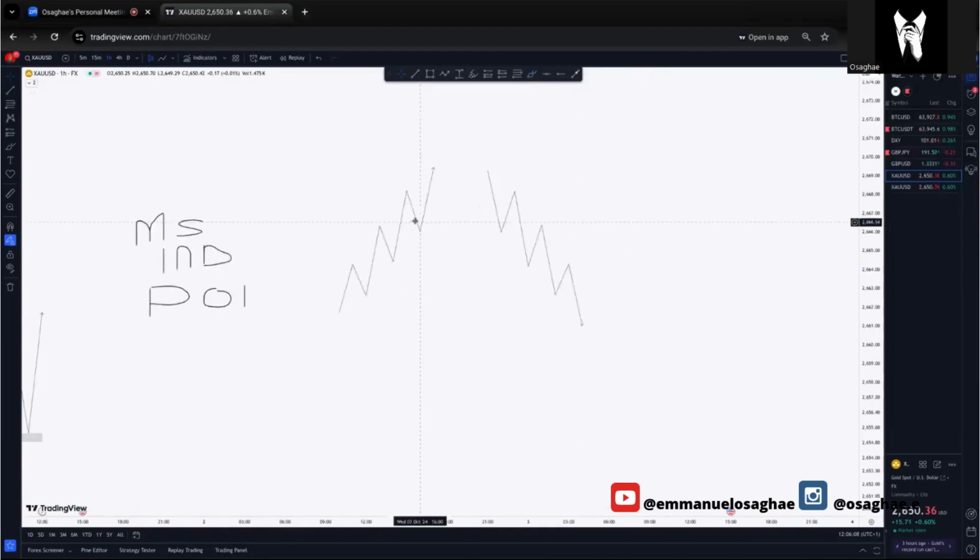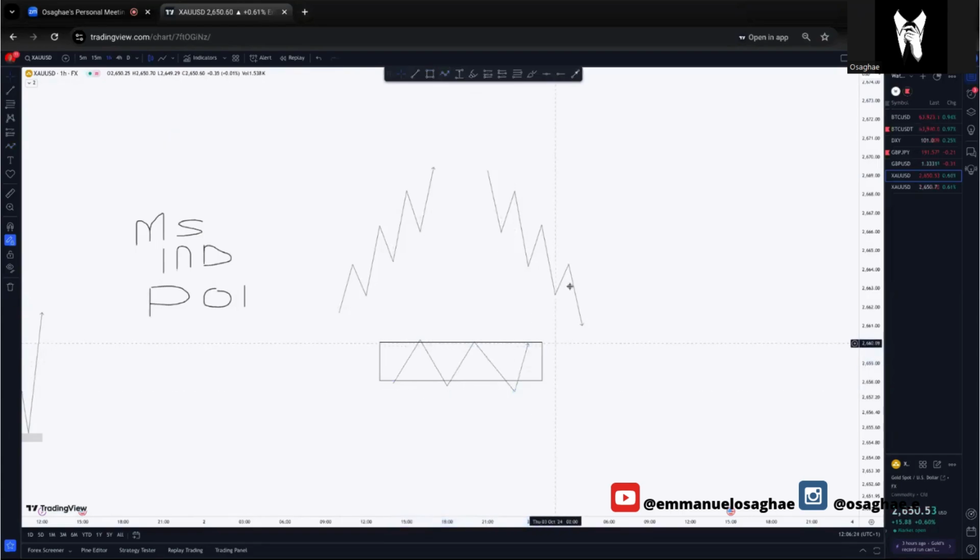All right. So market structure, basically we have three types. We have the uptrend, the downtrend, and we have a ranging market, which is a sideways market. The market does not go anywhere, just stuck between the range.